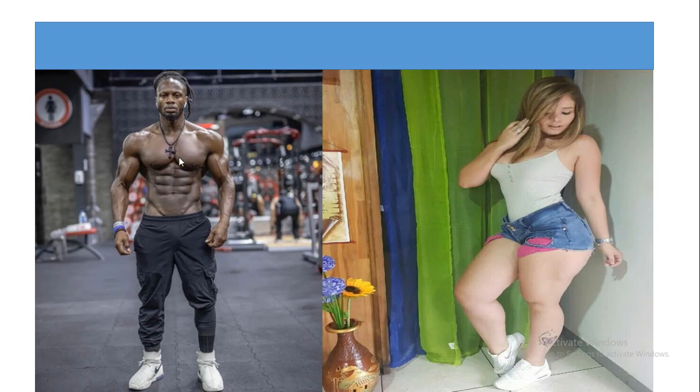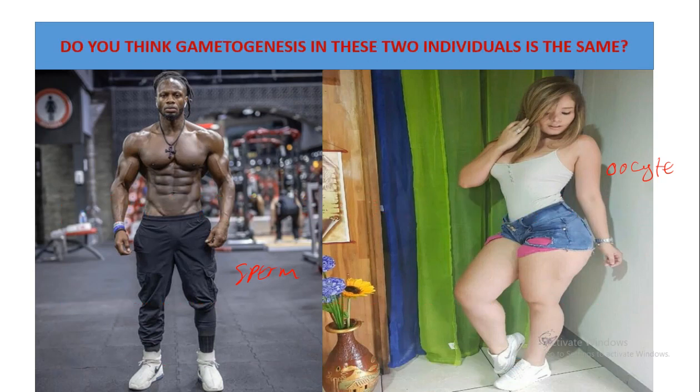Okay? Now, I have this picture of these two people. I'm sure you can see a muscular man here and a beautiful woman here. These two people have two different cells. This one has an oocyte, and this one has a sperm cell. But the question is, do you think gametogenesis in these two individuals is the same? Please comment and submit your answer.